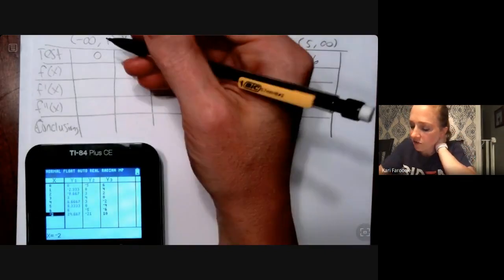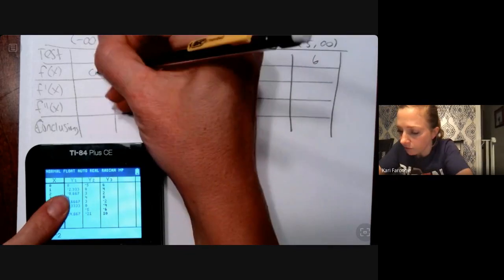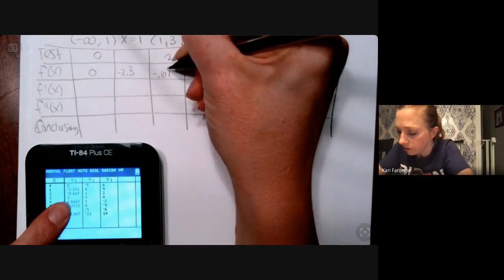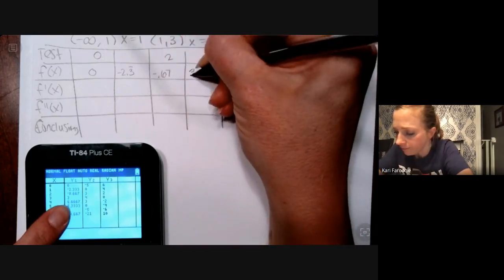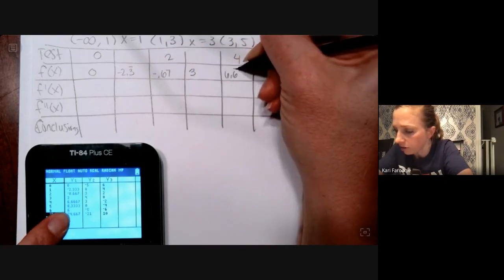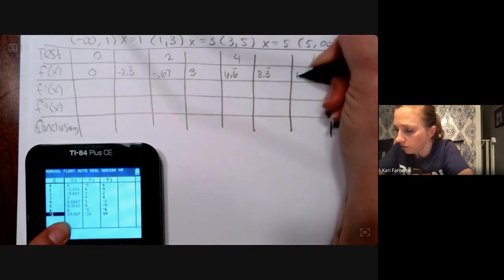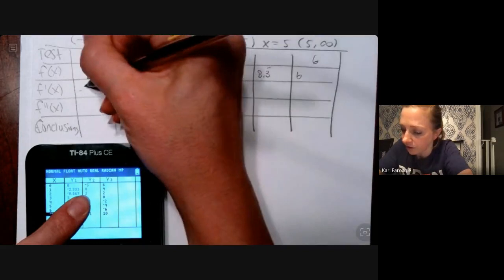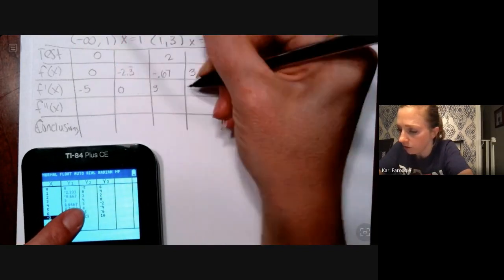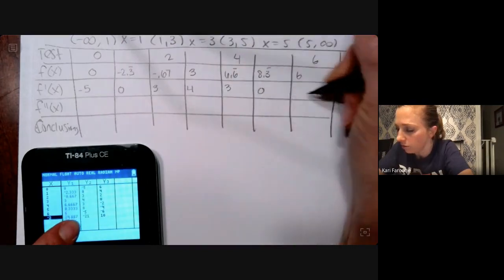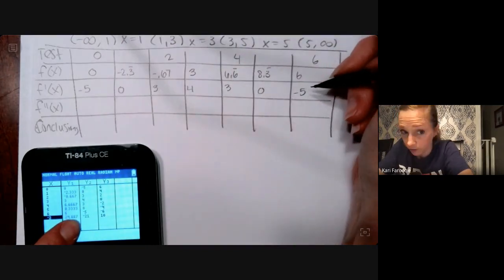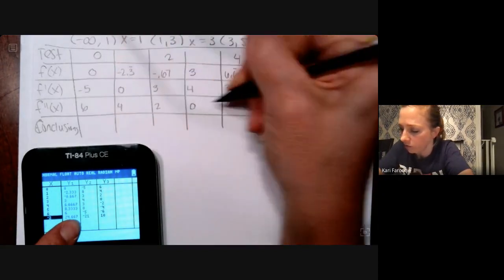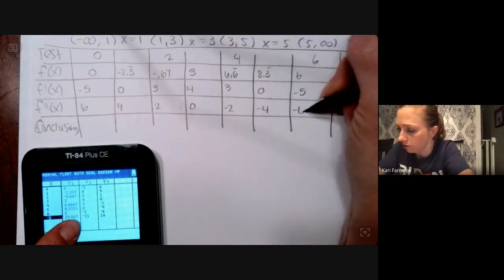All right, so y sub 1 is representing f of x. So I have 0, negative 2.3 repeating, negative 0.67-ish, 3, 6.6 repeating, 8.3 repeating, and 6. Y sub 2 will represent the derivative. So negative 5, 0, 3, 4, 3, 0, negative 5. And y sub 3 is representing our second derivative. 6, 4, 2, 0, negative 2, negative 4, negative 6.